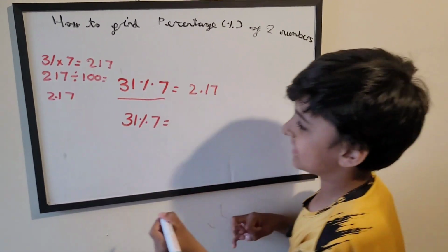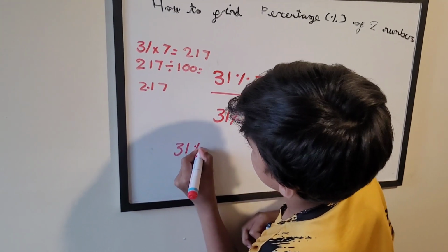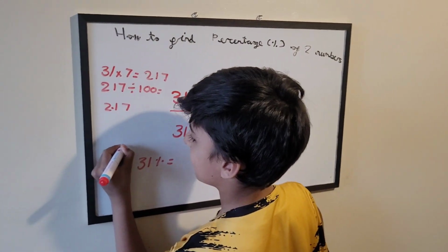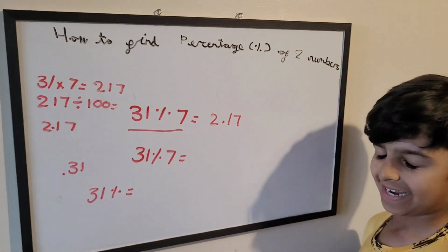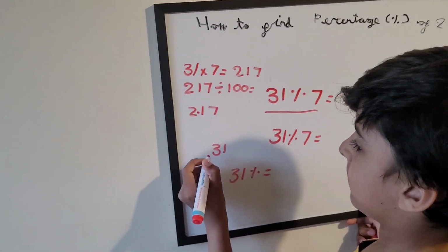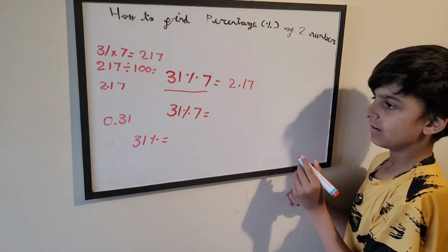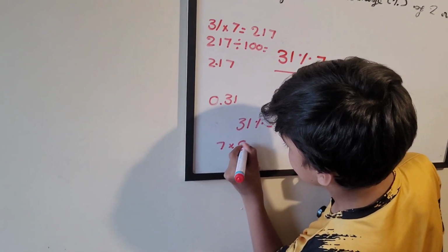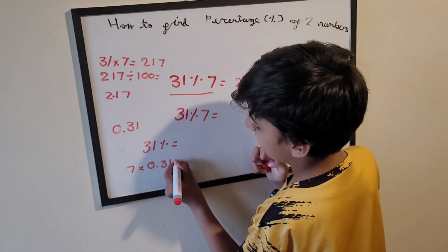Now let's do another way, where you find the percentage of 31. 31 percentage equals divide by 100. 31, you can't have this. 31 per decimal. You can just take it as 0.31. I'll just show you. 0.31. And then you can do 7 times 0.31. Maybe that could look a little bit hard to you.